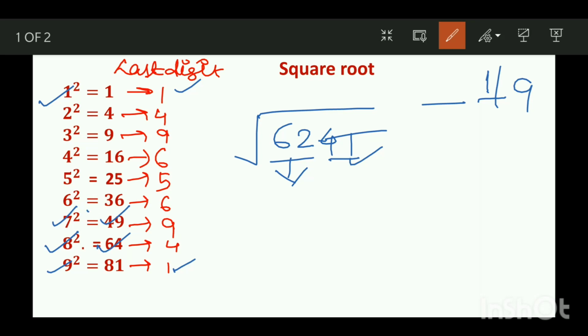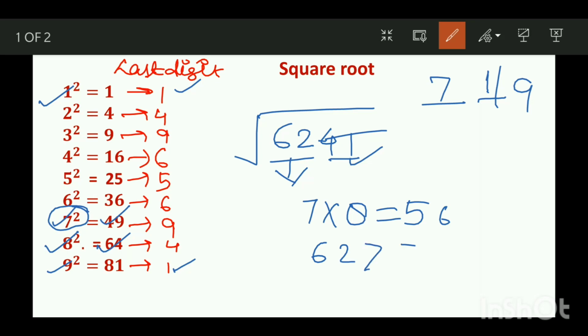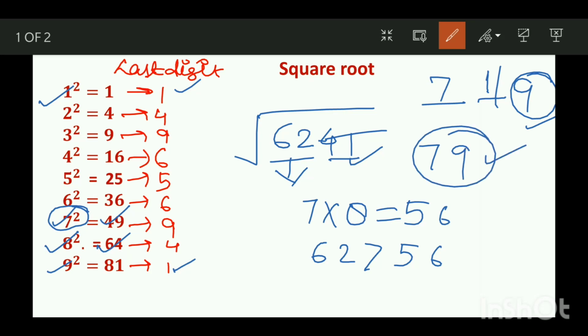So what we have to do? We have to always choose the smallest number. So 7 would be the first digit. Now between 1 and 9, what would be the second digit? We have to compare this 62 with the product of 7 and the next number, which is 8, which is 56. Okay, so since 62 is greater than 56, we have to choose the greater number. So 79 would be the square root of 6241. Hope it is very clear to all of you.